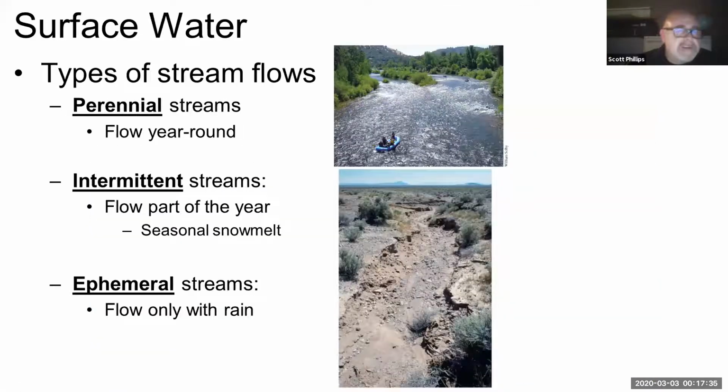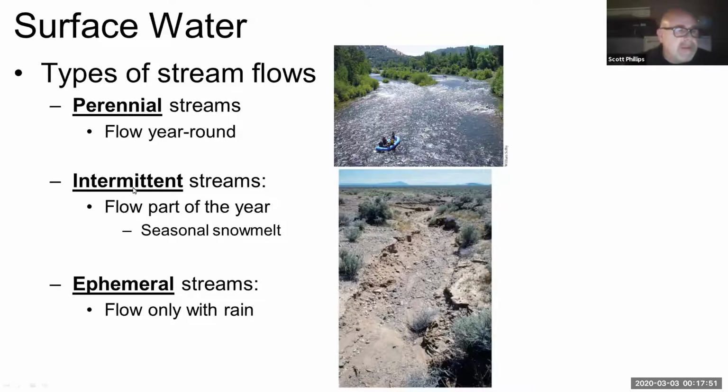There are different types of streams according to how water flows. You can have perennial streams that flow year-round. The San Joaquin River is a good example of that. Sometimes levels are higher, sometimes lower, but it always has some type of flow of water.